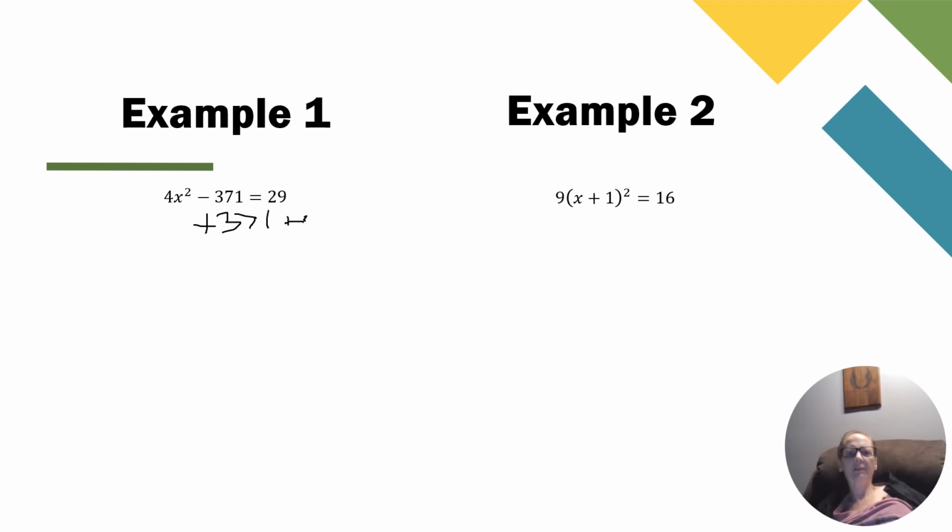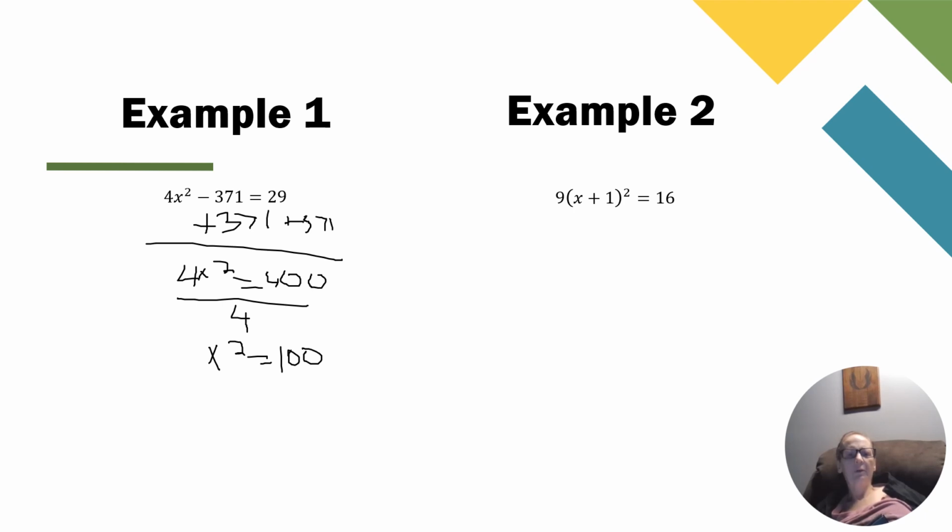So I'm going to move that 371 to the other side, and I get 4x squared equals 29 plus 371. 29 plus 371 is 400. All right, now we will go ahead and divide both sides by 4, and I get x squared equals 100.